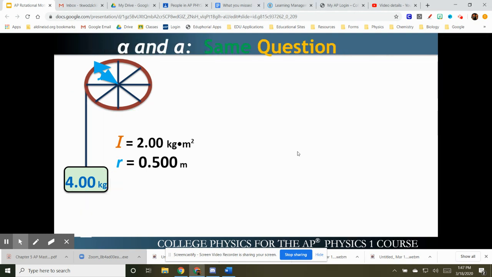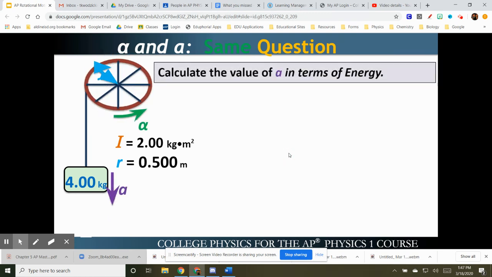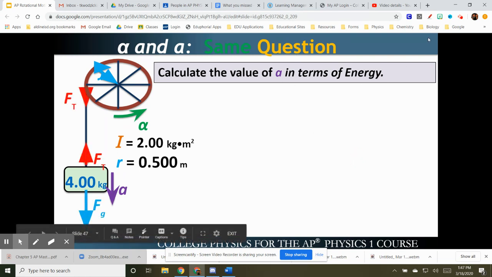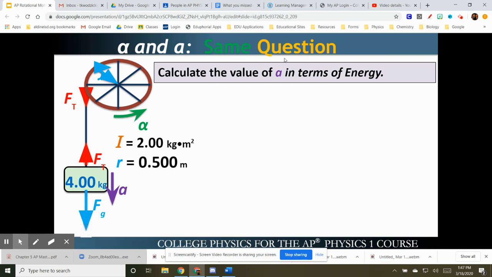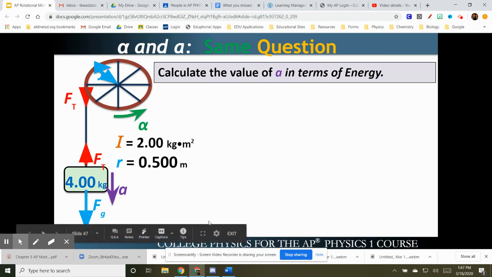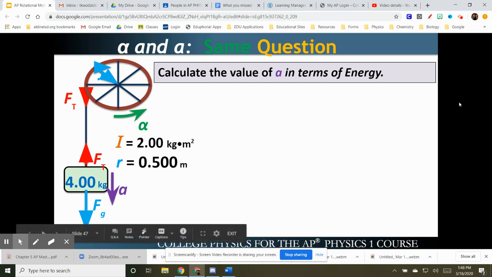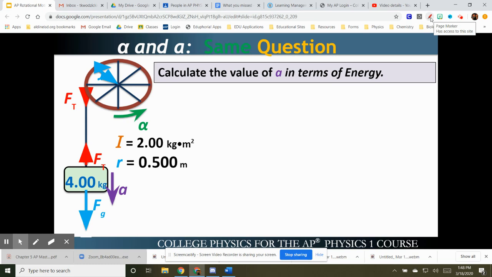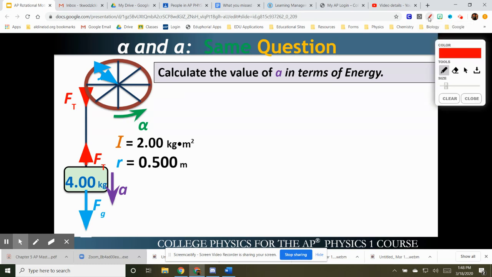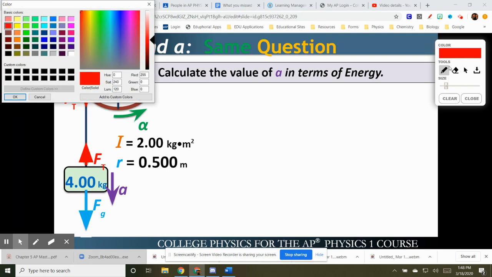Okay, here we go. Now we're going to go to the same question, except we're going to do it in terms of energy. So still calculating acceleration, just now in terms of energy. So remember our initial scenario. We have the weight up here, and the weight's going to drop.